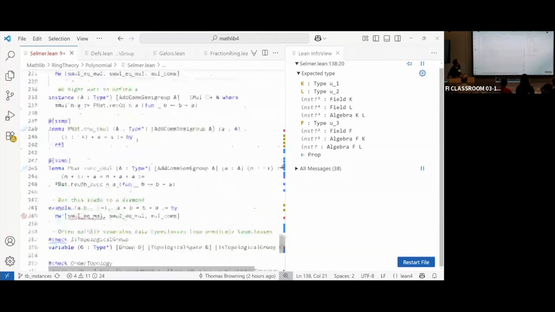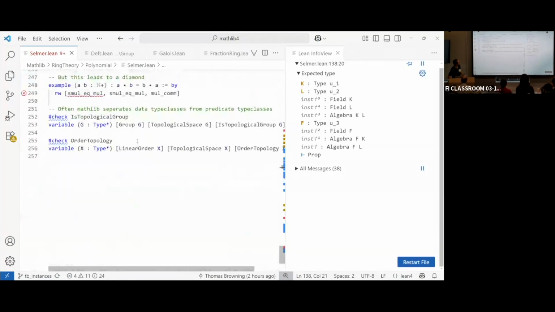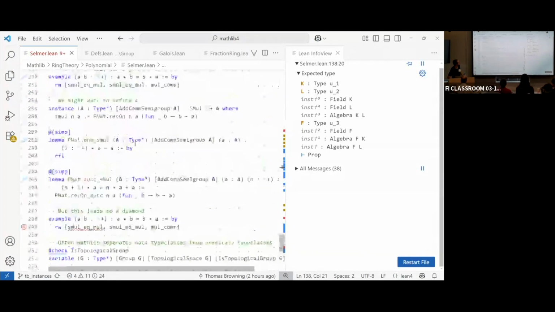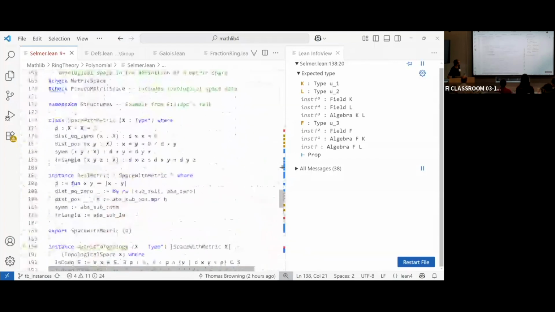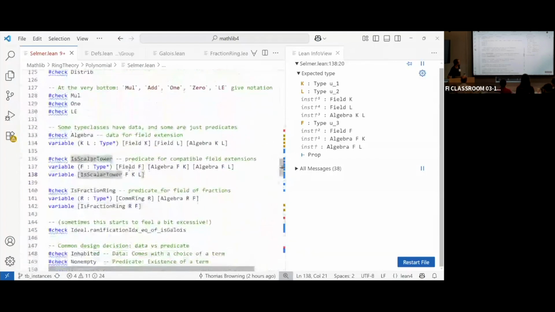What is the content of the word scalar in is-scalar tower? It's because it's a very low level definition. So you could define is-scalar tower for rings. You could say, 3 rings form an is-scalar tower if these algebra maps commute.